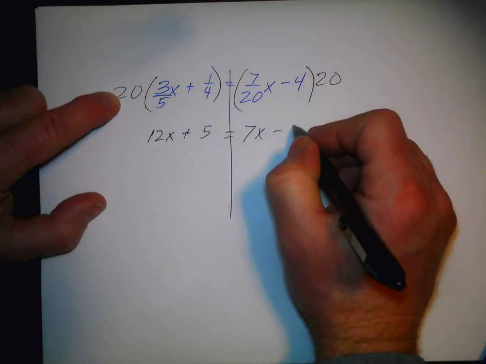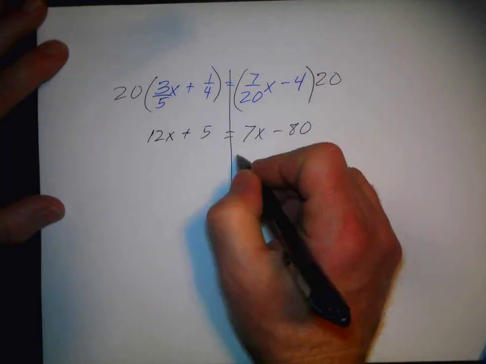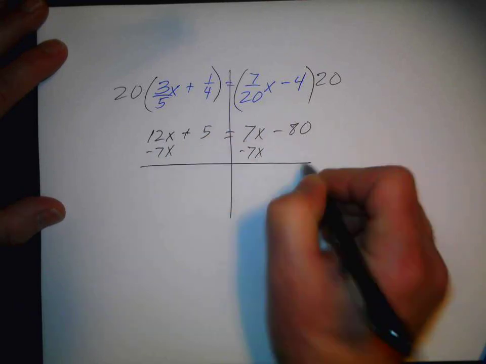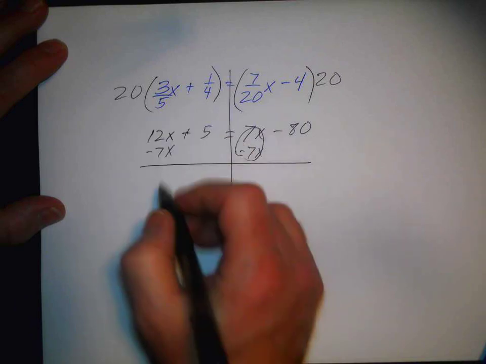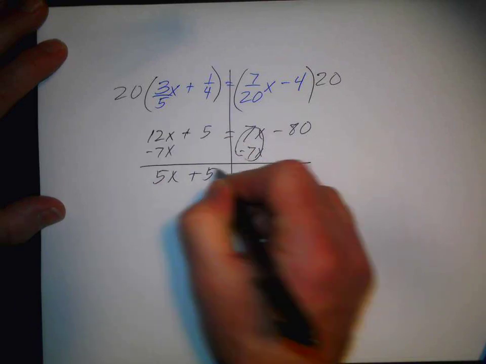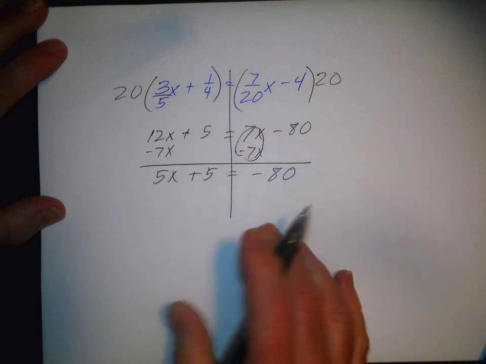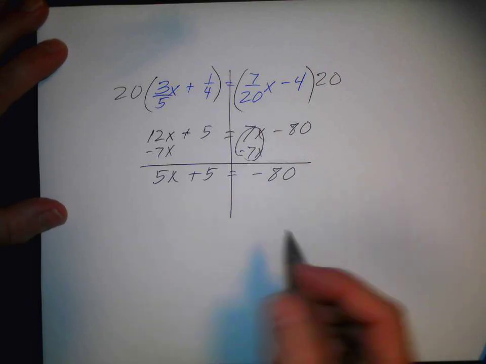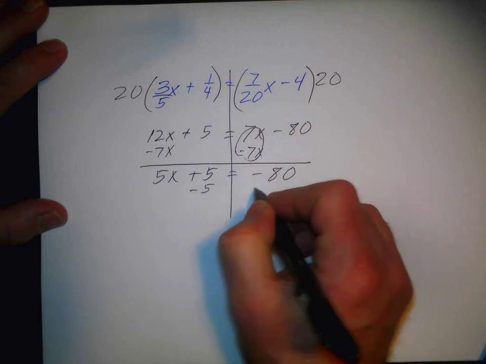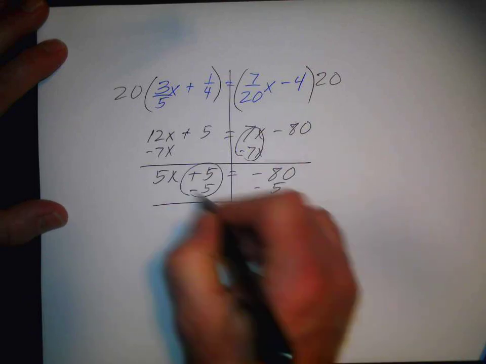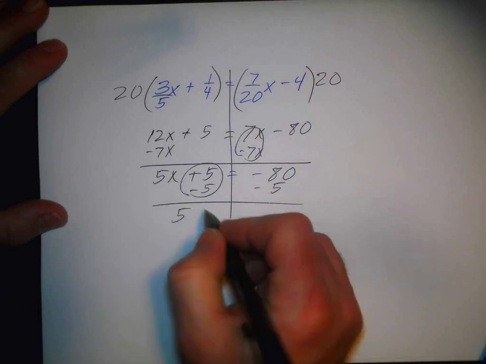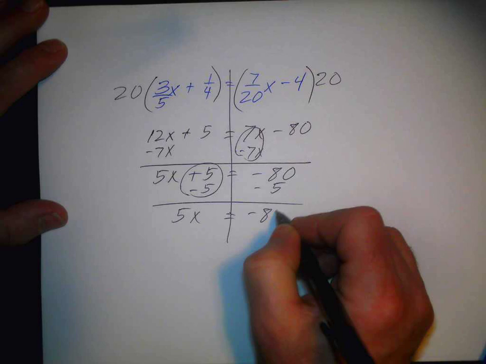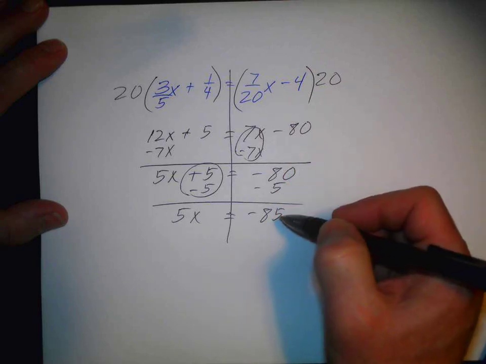times 4 is 80. Going to subtract 7x from both sides, make my 0 pair, my 5x plus 5 equals negative 80. This is now a two-step equation. Everyone in the room knows how to solve a two-step equation. I'm going to make my 0 pair on the left to move my 5 over here. This becomes 5x equals negative 85, because negative 80 minus 5 is negative 85.